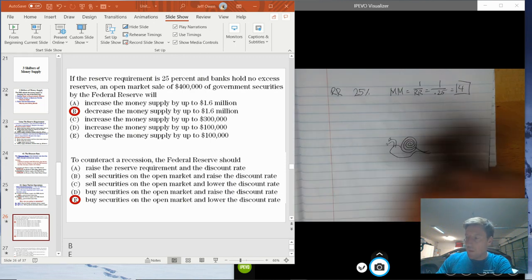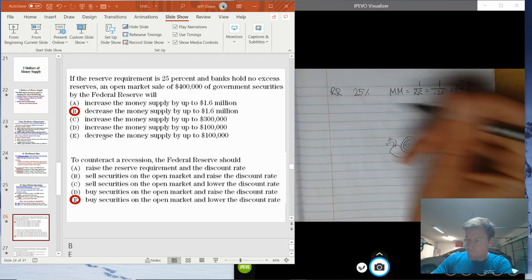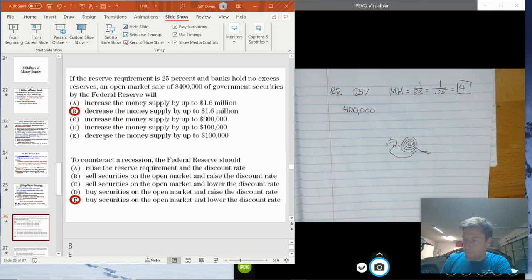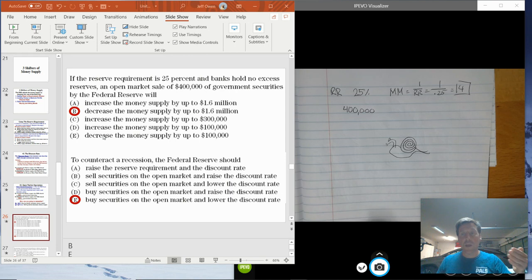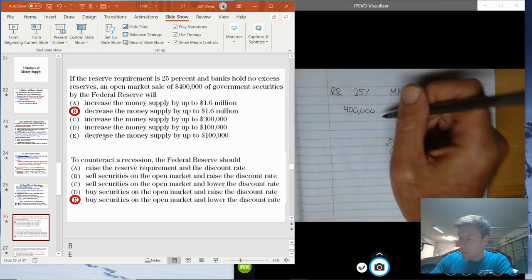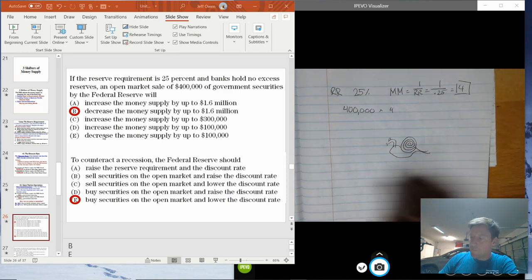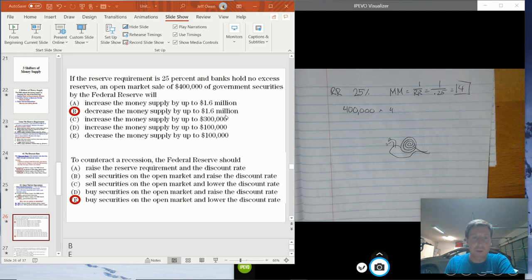And by how much? Well, that $400,000 that the Fed is taking, right? Because the Fed is selling bonds, so the banks are giving money to the Fed. $400,000 times my money multiplier of 4. So 400,000 times 4 would be 1.6 million. It would decrease the money supply by 1.6 million.